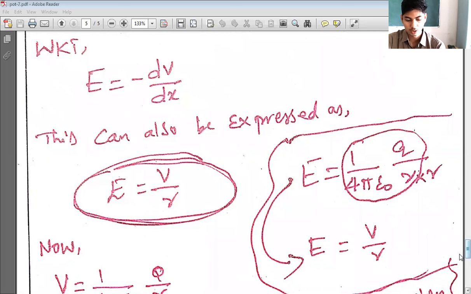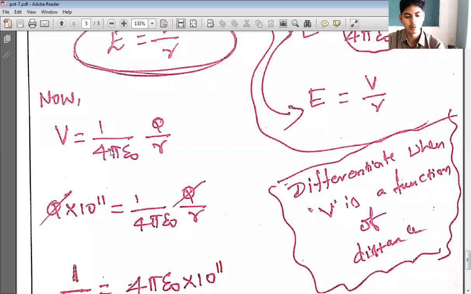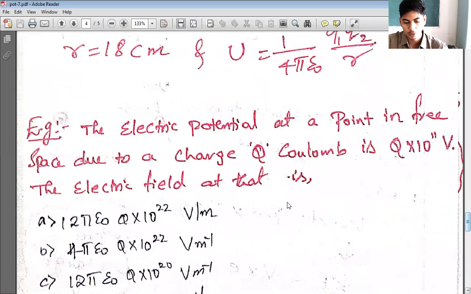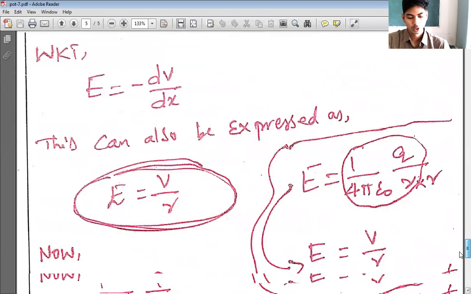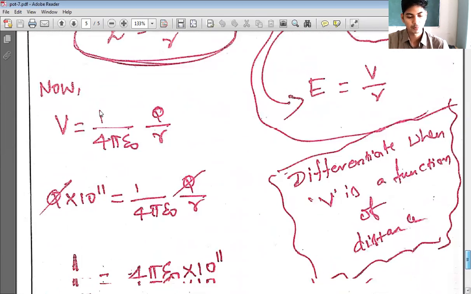Right? Now we know that V is equal to 1 by 4 pi epsilon q by R. Potential at a point due to charge q coulomb is given as q into 10 to the power of 11 volts, that is equal to 1 by 4 pi epsilon q by R. Q and q get cancelled. I wrote the potential equation first because we are given the potential at a point, q into 10 power 11 volts, in the problem. Potential is given, so I'll write the equation for potential: V is equal to 1 by 4 pi epsilon naught q by R.